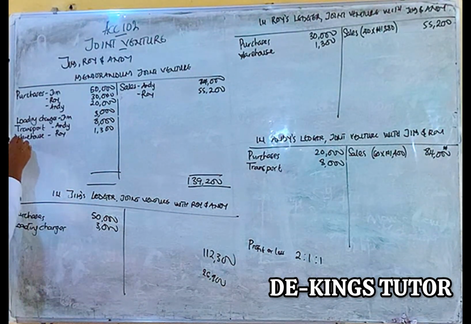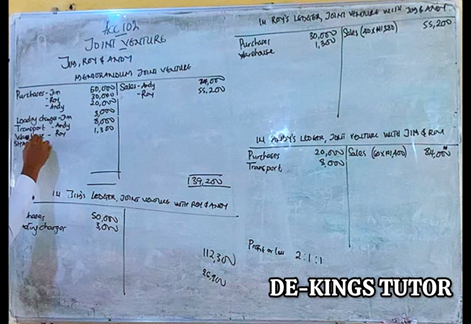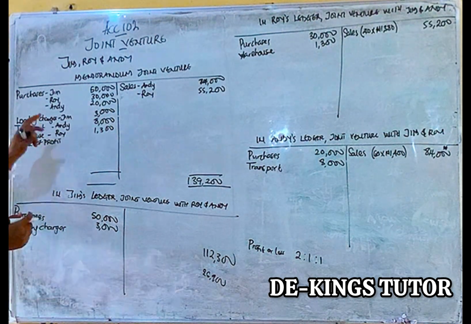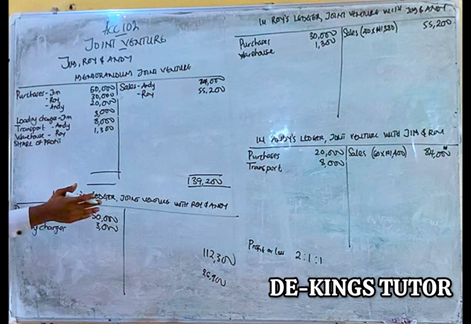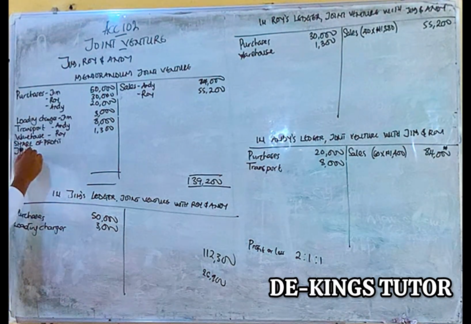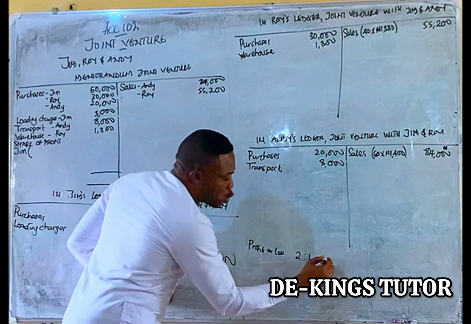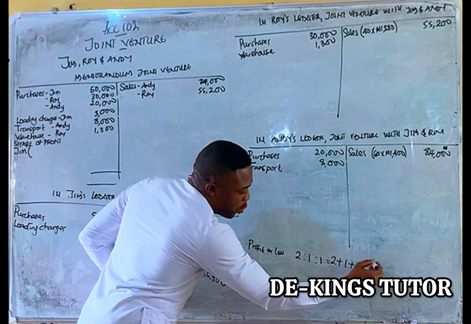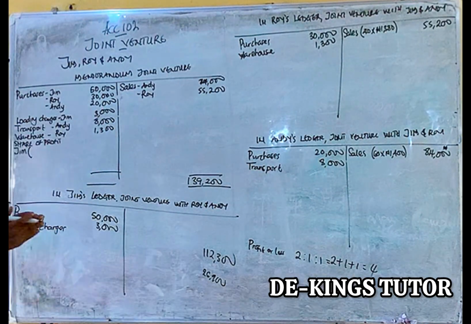So what do we do? We come here and we write share of profit. So how are we going to share the profit? They already gave us a formula, a ratio. So for Jim, what you have to do is to add. Now this is 2 plus 1 plus 1. So what do we have? 4. So their total is 4.